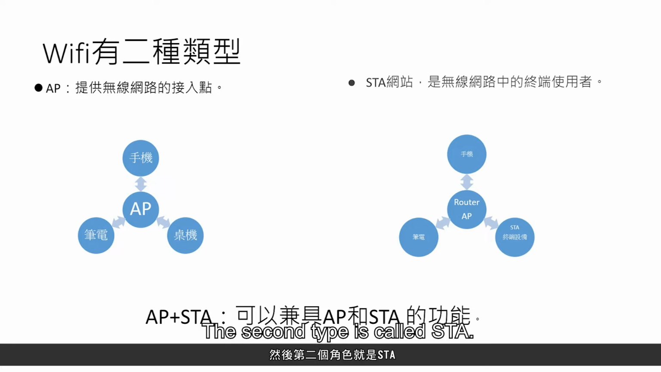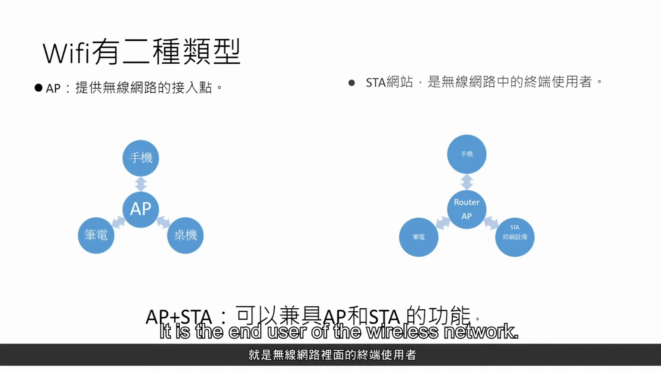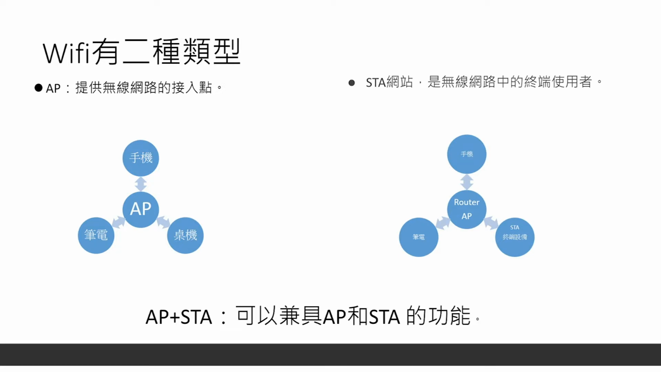The second type is called STA. What is STA? It is the end user of the wireless network. There is also a third type, which serves the role of both AP and STA. This kind of device exists.